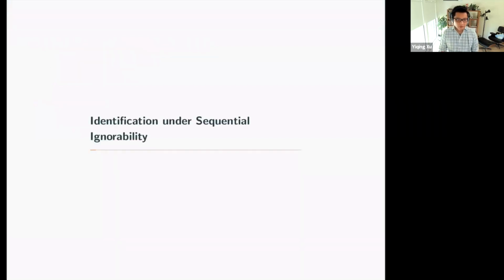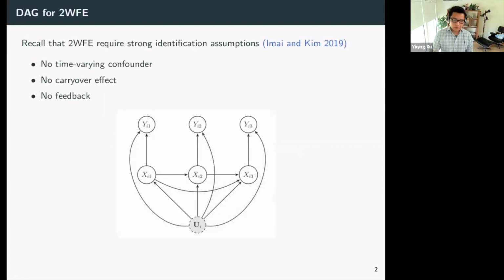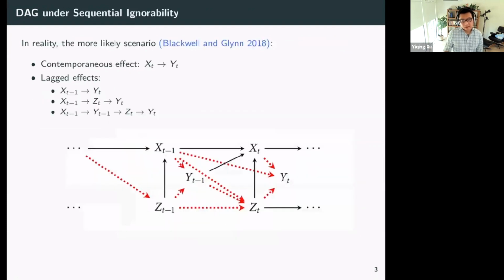Application under sequential ignorability. You still remember this figure. Two-way fixed effects require strong identification assumptions. Strict exogeneity incorporates no time-varying confounder, no carryover effect, no feedback. And I think the most important thing is no feedback. In reality, the more likely scenario with panel data is actually under sequential ignorability.